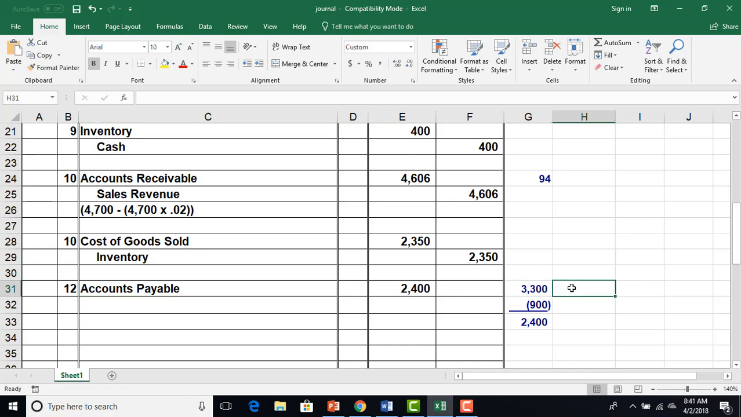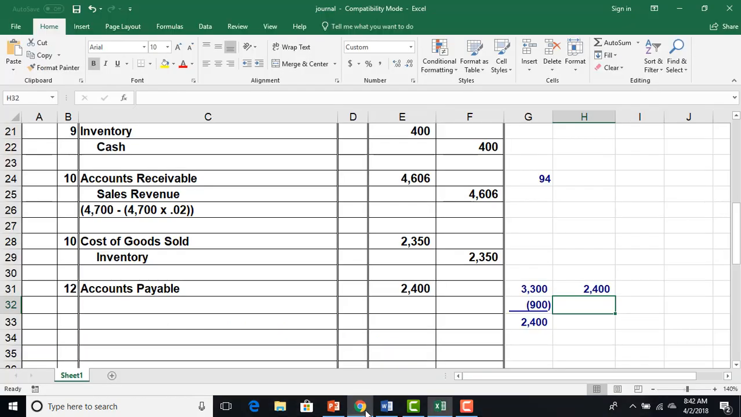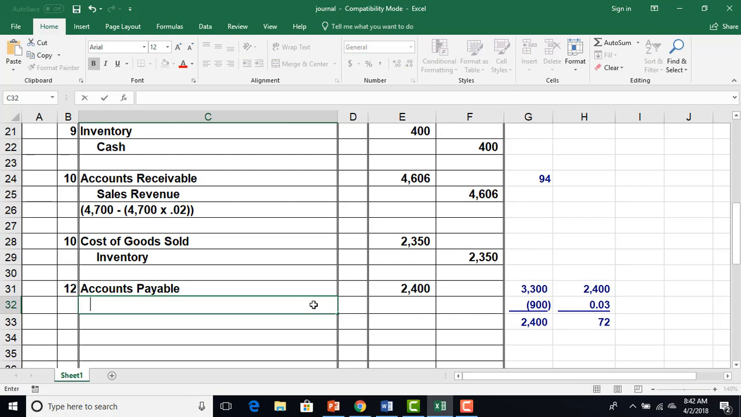I know that I received a discount on that $2,400. The discount term from that original purchase was 3%. So I take that $2,400 and multiply by 0.03. Let me put some decimals back on there so we can see it. 2,400 times 0.03 gives me a discount of 72. Remember, the amount of the discount directly impacts how much that inventory cost me. So I have to credit inventory for 72 because that inventory now cost less than it did before.